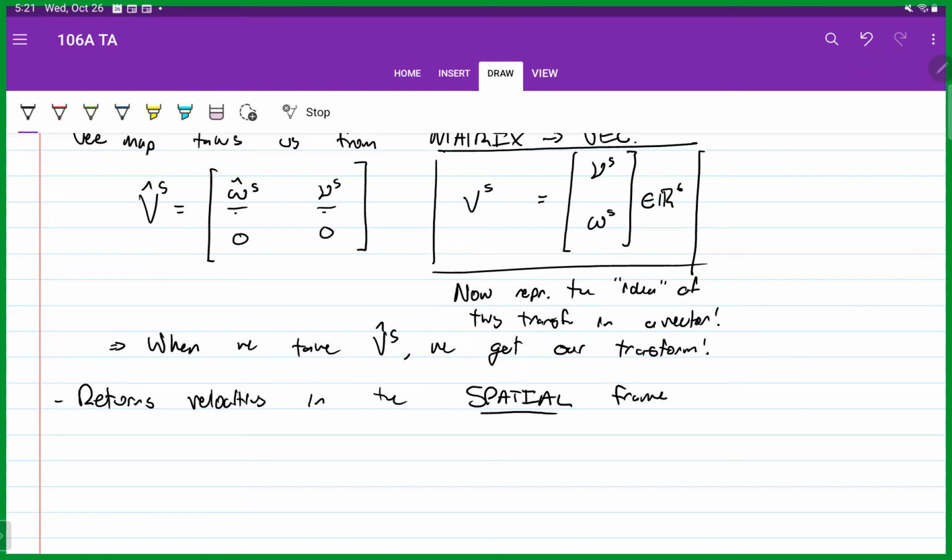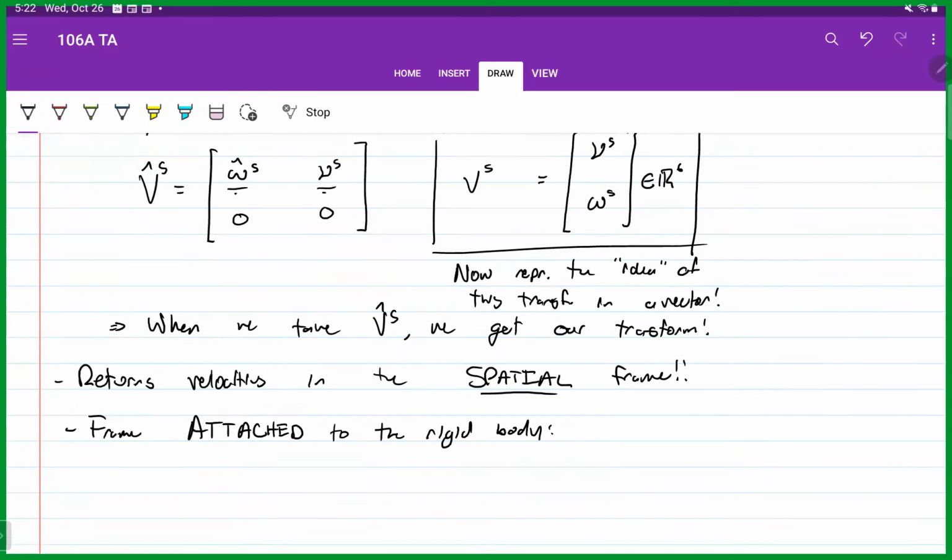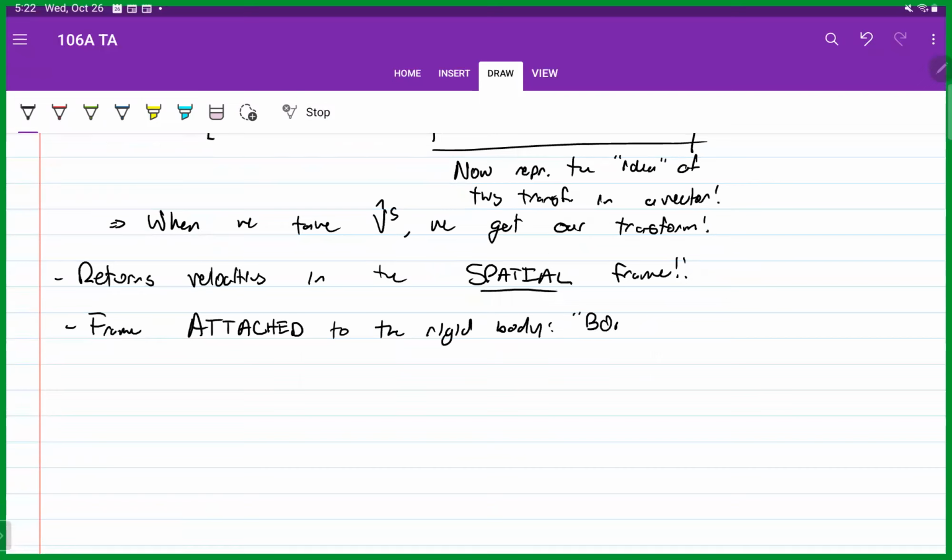Spatial frame. Okay. But a lot of the times we're not just going to have this spatial frame, right? We're going to have a lot of other different frames on our rigid body. Maybe we'll have a frame that's actually attached to the rigid body itself. So if we have a frame attached to the rigid body, what do we call that? That's just called the body frame. We denote that with the letter B, okay?